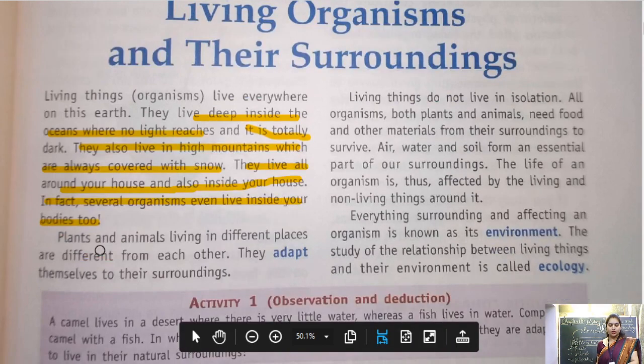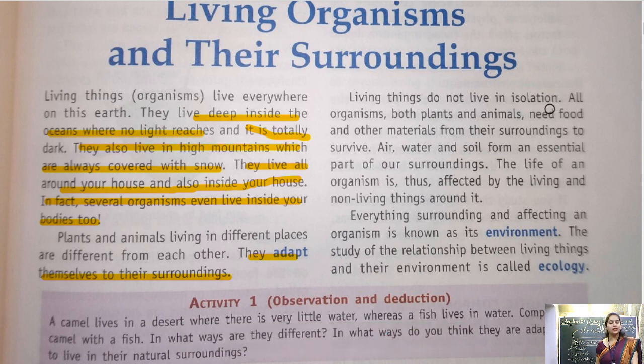Okay, so plants and animals living in different places are different from each other. They adapt themselves to their surroundings. Now this is clear. Living things do not live in isolation. कभी भी living things अकेले नहीं रहते हैं. All organisms, both plants and animals, need food and other material from their surroundings to survive.